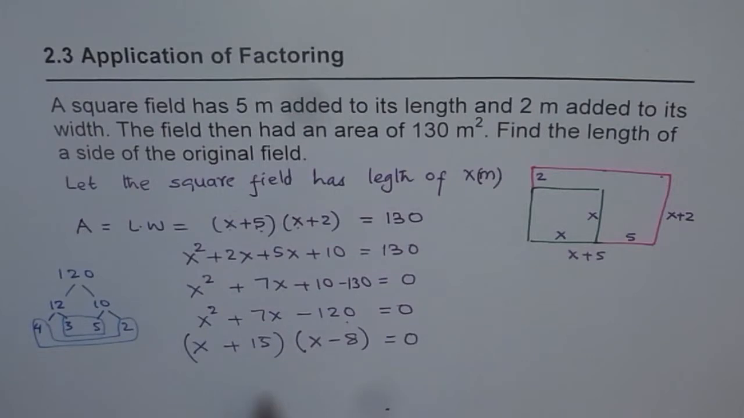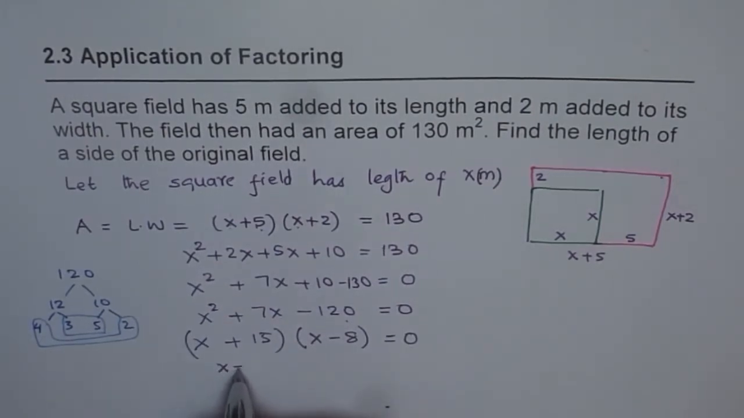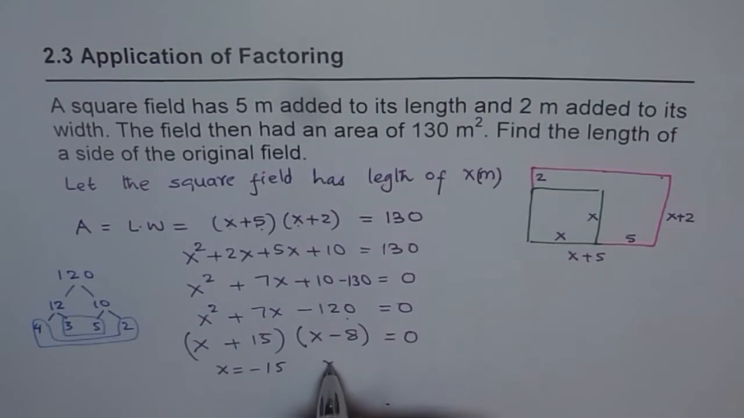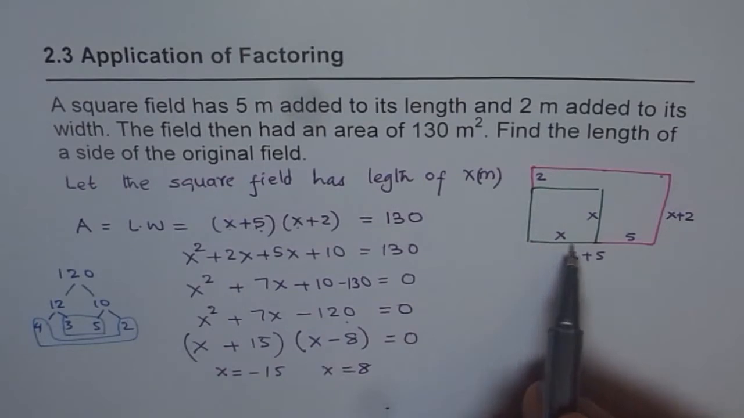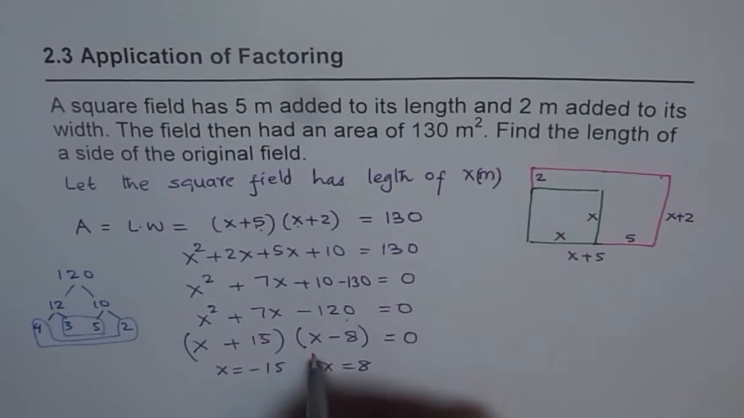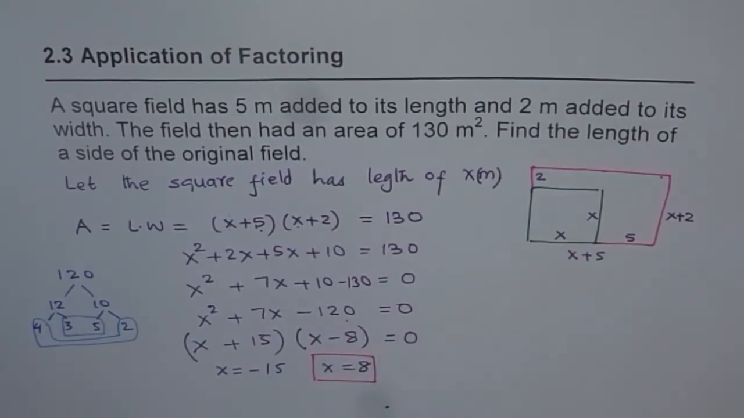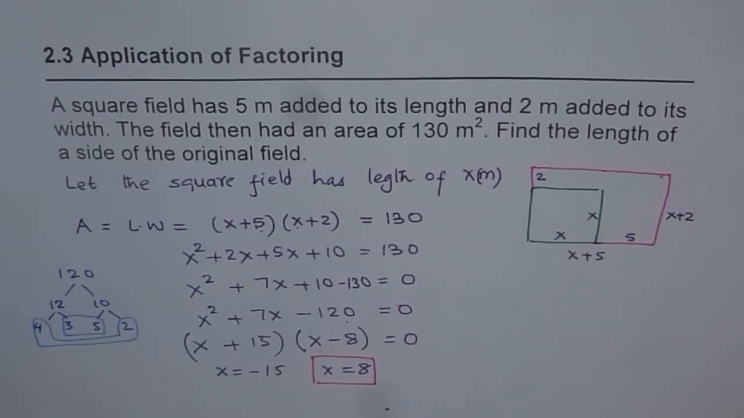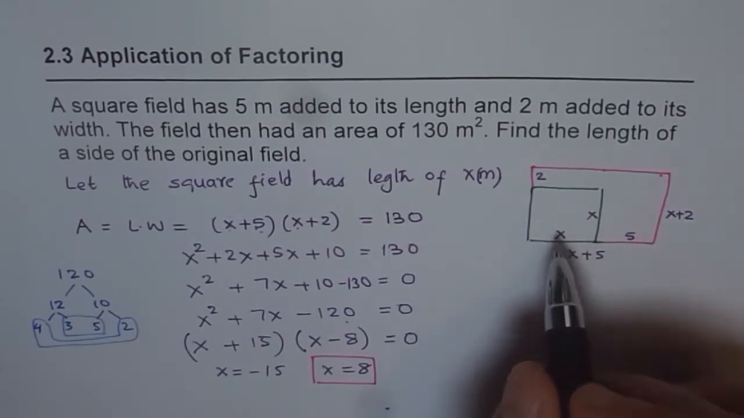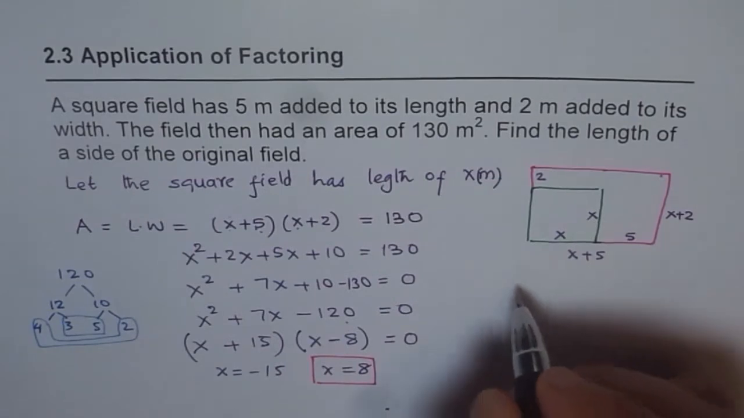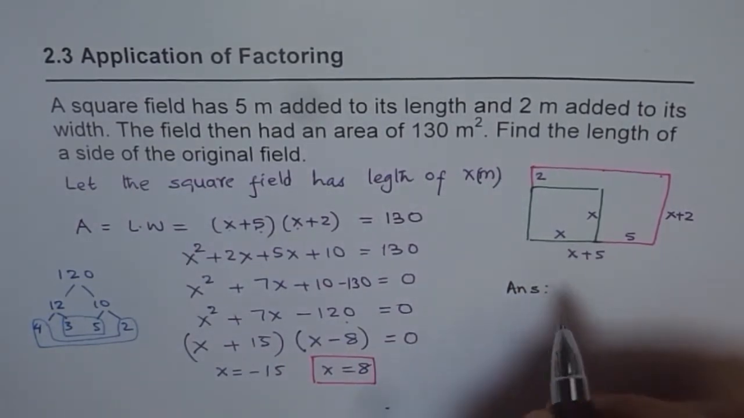Now, from here we get two solutions. So one solution is that x equals to minus 15, and the other one is that x equals to 8. Of course, we cannot have negative answers for our geometrical shapes. Dimensions are always positive. So the only answer which is a valid answer for us is x equals to 8. Do you see that? So now x equals to 8 is our valid answer. So if x is 8, then the square is 8 by 8. Do you understand? The question is find the length of side of original field, and therefore we can write down our answer. In a word problem, you have to write down answer very clearly.